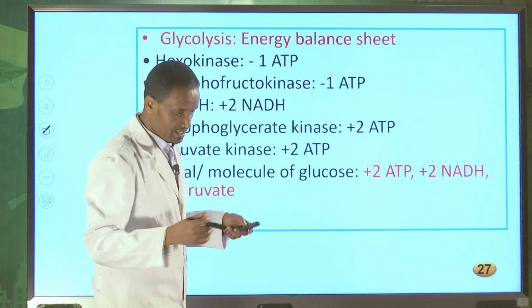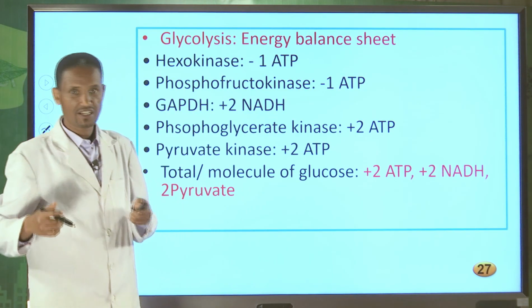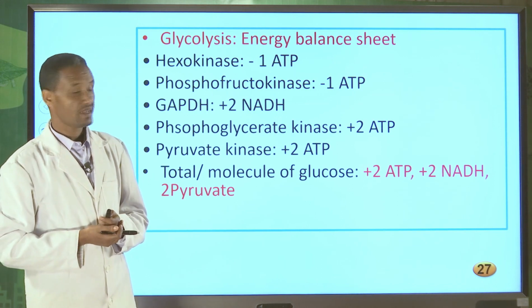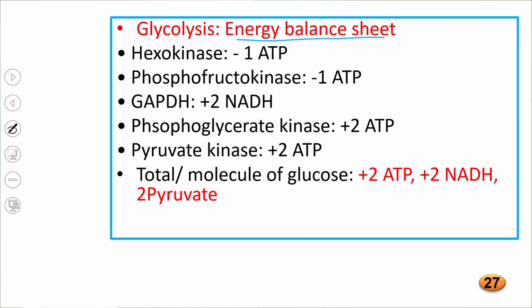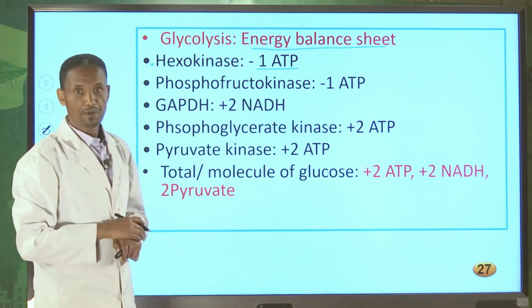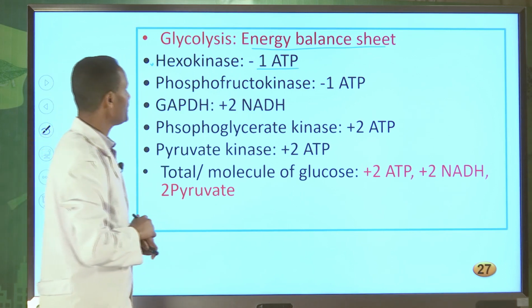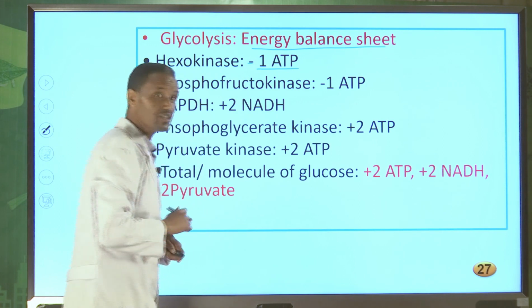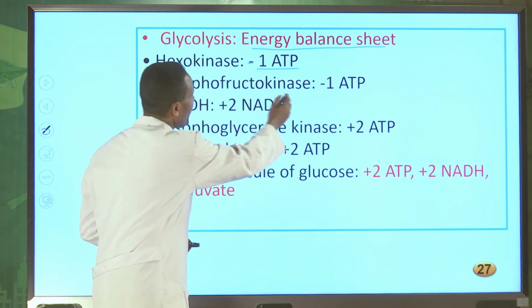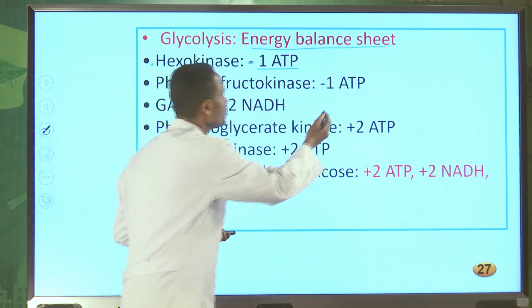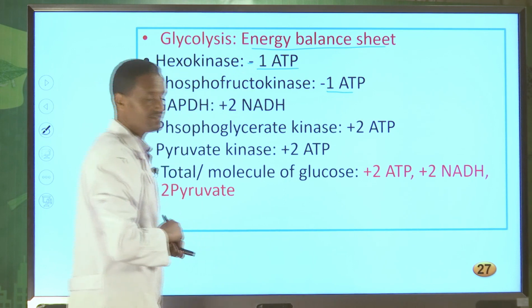We have seen the series of reactions that take place in glycolysis. Now let me show the glycolysis energy balance sheet. Here, with hexokinase in the first stage of breakdown of glucose into glucose 6-phosphate, the cell consumes one ATP molecule. Here, negative shows the consumption of one ATP molecule. And again, phosphofructokinase consumes one ATP molecule.